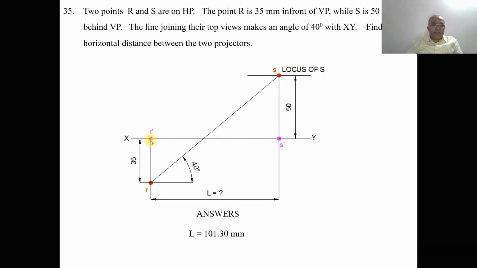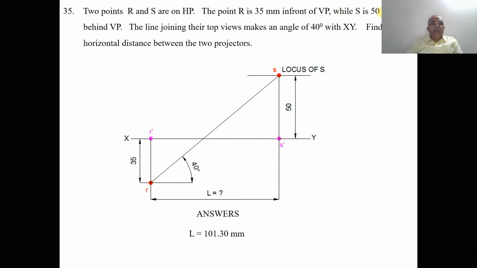So draw a vertical projector below the XY line. In front of VP always comes below the XY line. So since the point is in front of VP, the image is on HP. So obviously that will be the top view. So you mark that point as R. Then draw a horizontal line here.